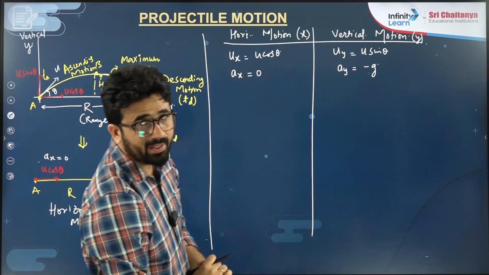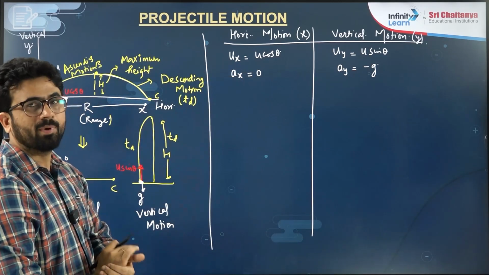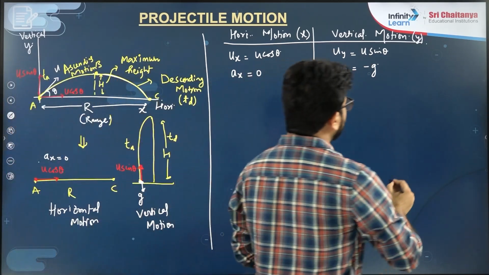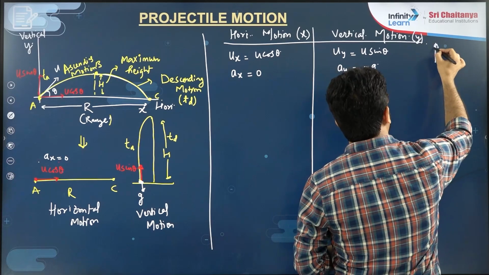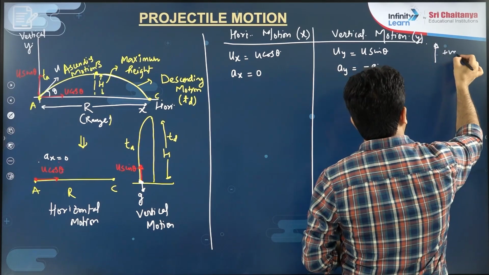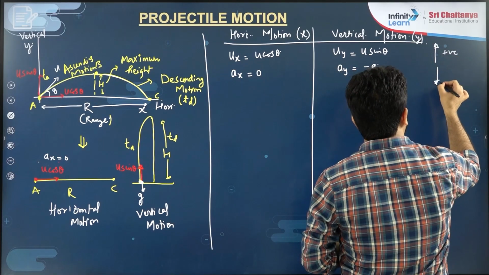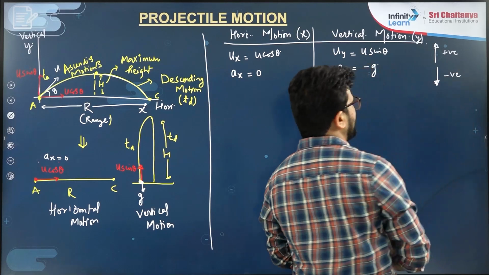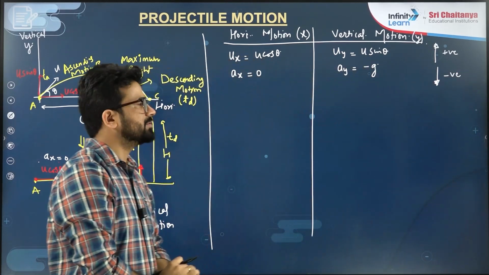Downward direction I am taking negative, and upward direction we are taking positive. This is a very simple sign convention. I can write here, sign convention: upward is the positive direction, and vertically downward direction is the negative direction. It's a very simple sign convention, I am using it.